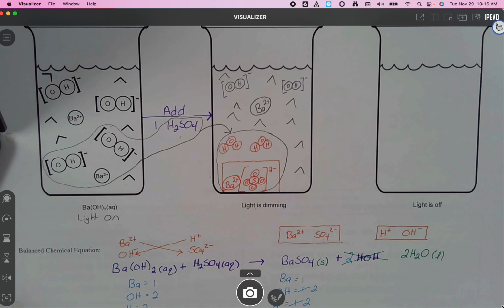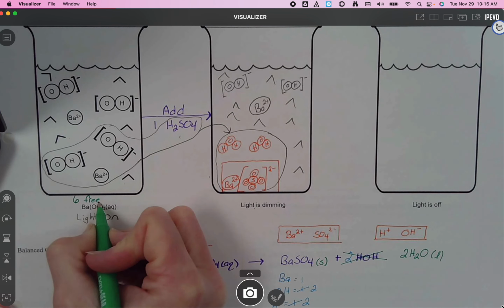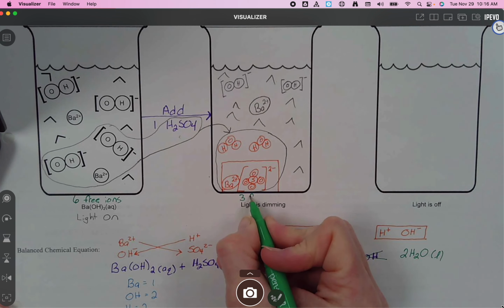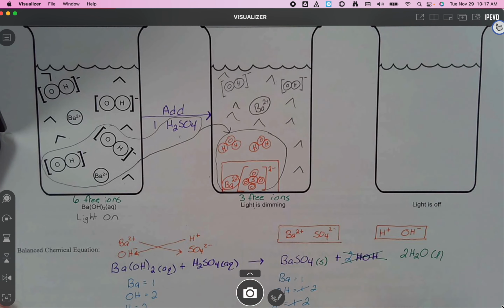We have essentially gone from 6 free ions available to carry a current over here to only having 3 free ions left. And so the light starts to get dimmer and dimmer, even though we're adding something that on its own could conduct electricity. But then we kept going.